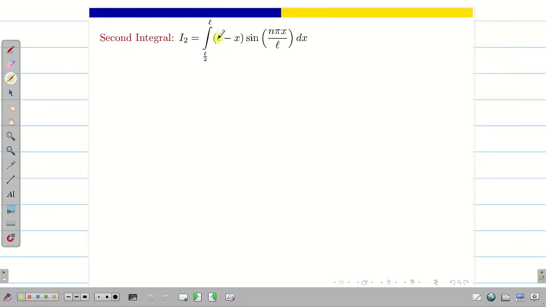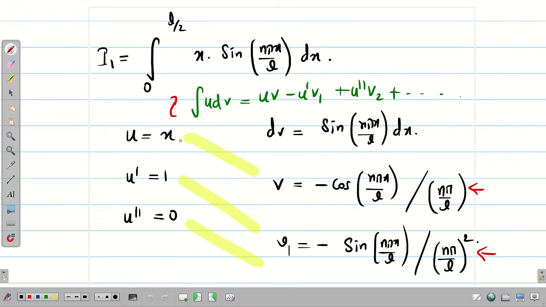The only change is L minus x instead of x, and instead of the limit 0 to L by 2, here we have L by 2 to L. Now let us take the same equation. The only change is going to happen in the left hand side. So my u is going to be L minus x. The differentiation of u is minus 1 and differentiation of u dash is 0. Now again we have to map this in the Bernoulli's formula.